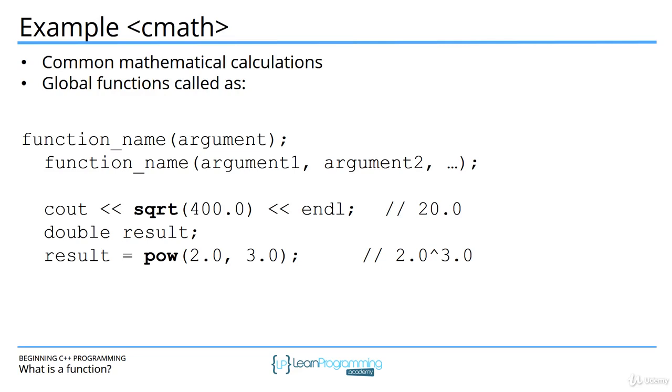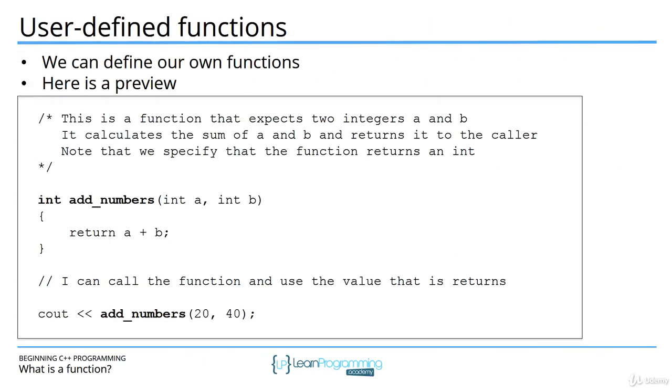Notice that to use these functions, all we need to know is what they do, their name, what they expect from us, and what they return to us. How the square root or the power is being calculated isn't something I need to know to use them. That's classic abstraction. There are many built-in functions and classes in C++. However, we'll need to learn to design and write our own.